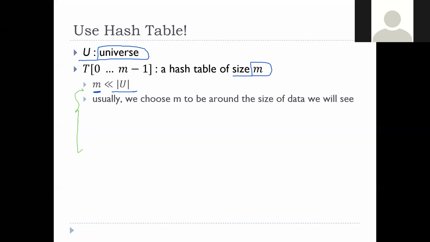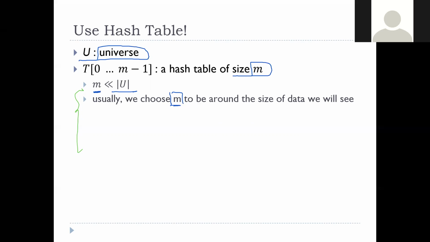So now in general, in practice, we are going to choose M to be about the size of the data we will see. Namely, the universe is all possible stars, but let's say that you are only going to study the stars that ever appeared above your house. That's a very small subset of stars. So in general, the value M, your hash table size, is usually chosen to be about the size of the data you're going to see.